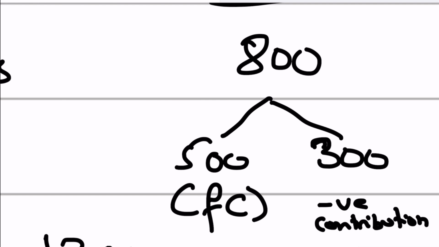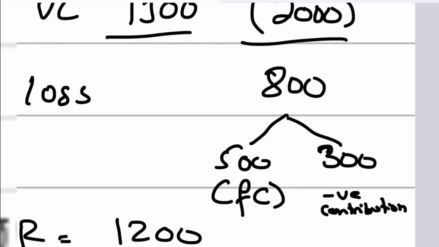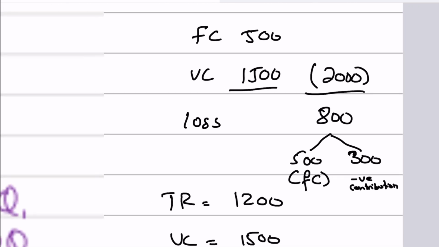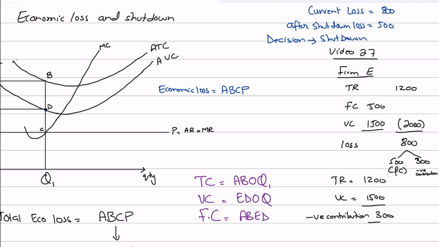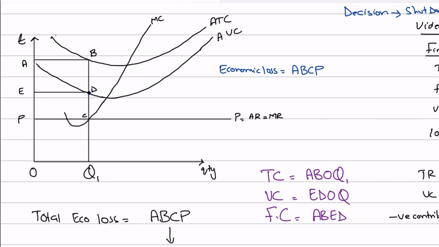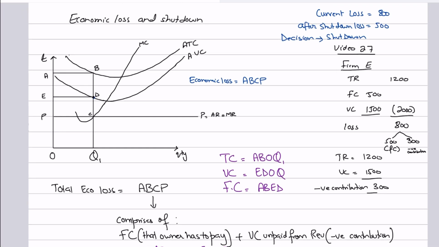वो अपनी जेब से 500 की फिक्स कॉस्ट भरेगा, because revenues इतने हुए नहीं हैं, and plus वो 300 की वेरिएबल कॉस्ट भी अपनी जेब से भरेगा. तो 800 जो है वो उसका लॉस है, ये इसको अपनी जेब से देना है. लॉस का मतलब होता है वो पैसे जो जेब से देने हैं. ठीक है. So total economic loss कितना हो रहा है? ABCP हो रहा है. और न्यूमेरिकल वैल्यू क्या है?